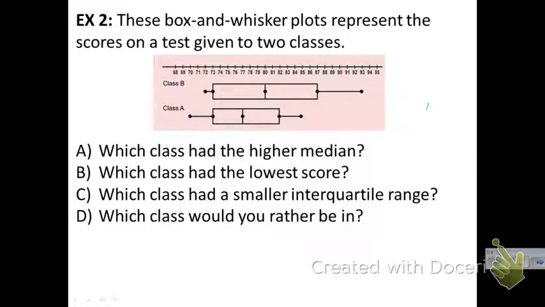In example 2, we're going to be looking at the box and whisker plot and try to answer these questions. A says, which class has the higher median? Now, if you remember, the first part of the box represents our lower quartile.